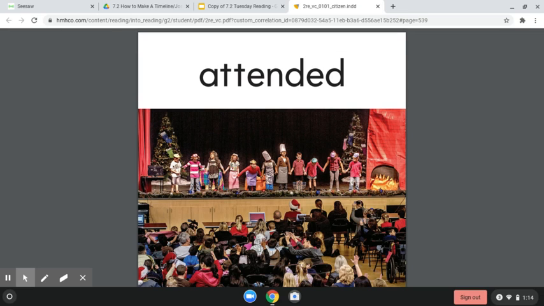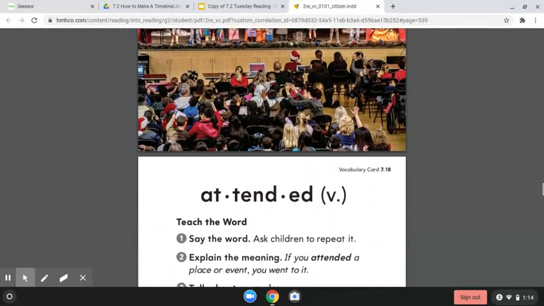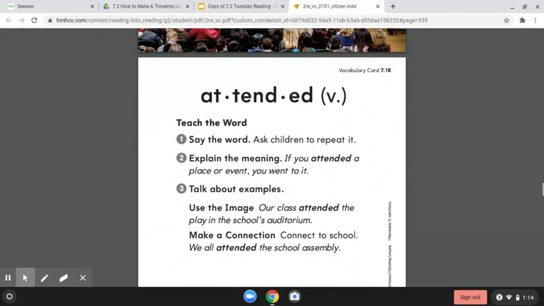Here's our vocabulary lesson for this week. Our first word is attended. If we look, it looks like they're having a play, and attended is a verb. So let's say the word together: attended.